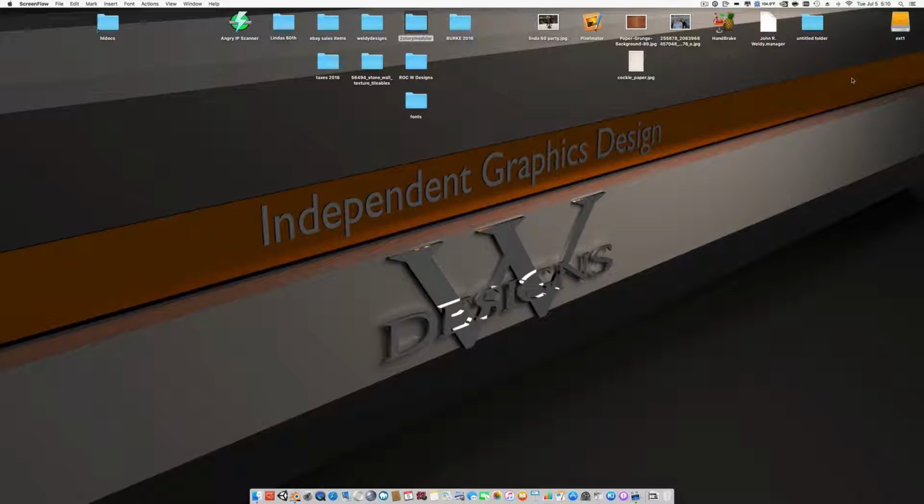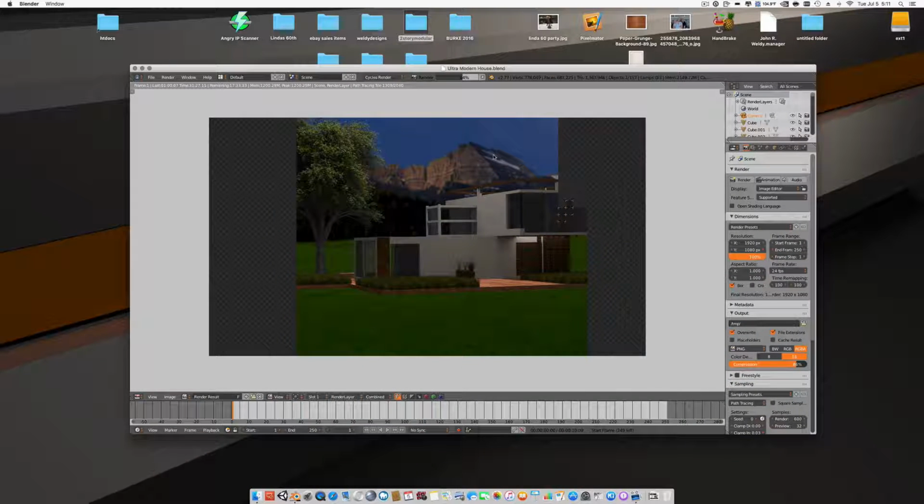It's Tuesday, July 5th. I hope everybody in the United States had a marvelous 4th of July and has stayed safe. So it's 5:11 p.m. and I am in the process of rendering out in Blender 3D my ultra-modern house rendering.